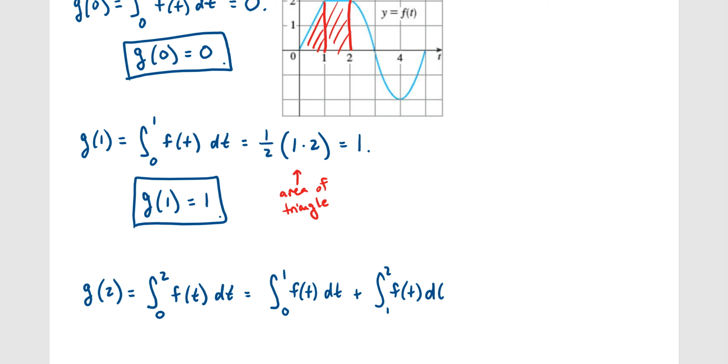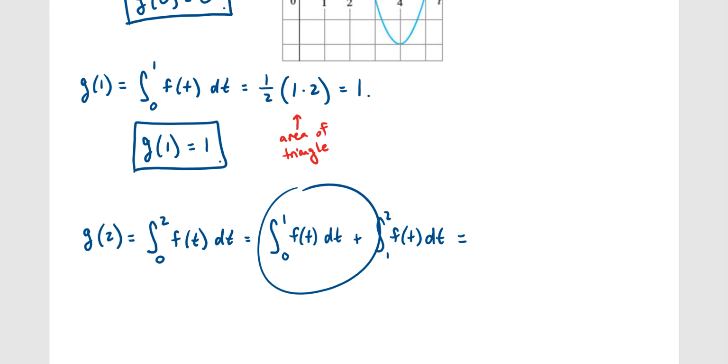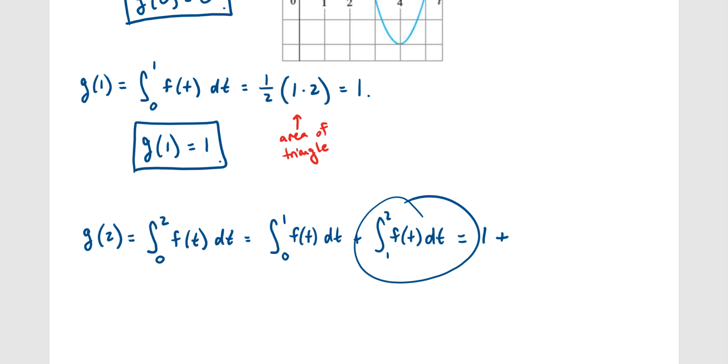That's just splitting up the interval from 0 to 2 into 0 to 1 and then 1 to 2. So we already found this right here. That was the first part right there. That was 1. So that's 1 plus. Now we need the second part. We need the integral from 1 to 2.